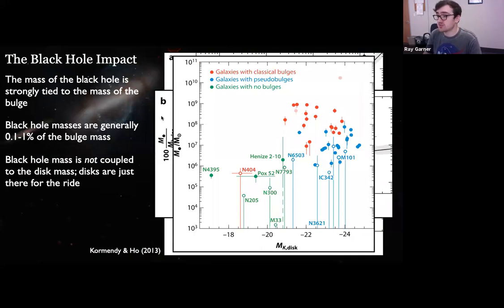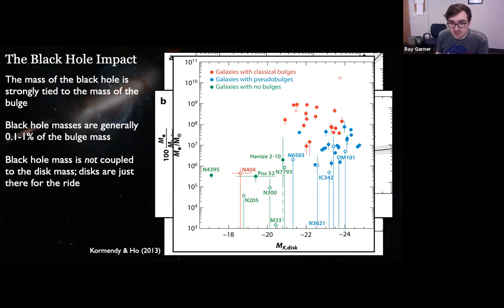So once again, on the vertical is the black hole mass. On the horizontal is technically the disk brightness, but it correlates roughly with mass. And so there's no line here. It's just kind of a cluster of points. For whatever reason, the black hole only cares about the bulge. The disk is just there for the ride.